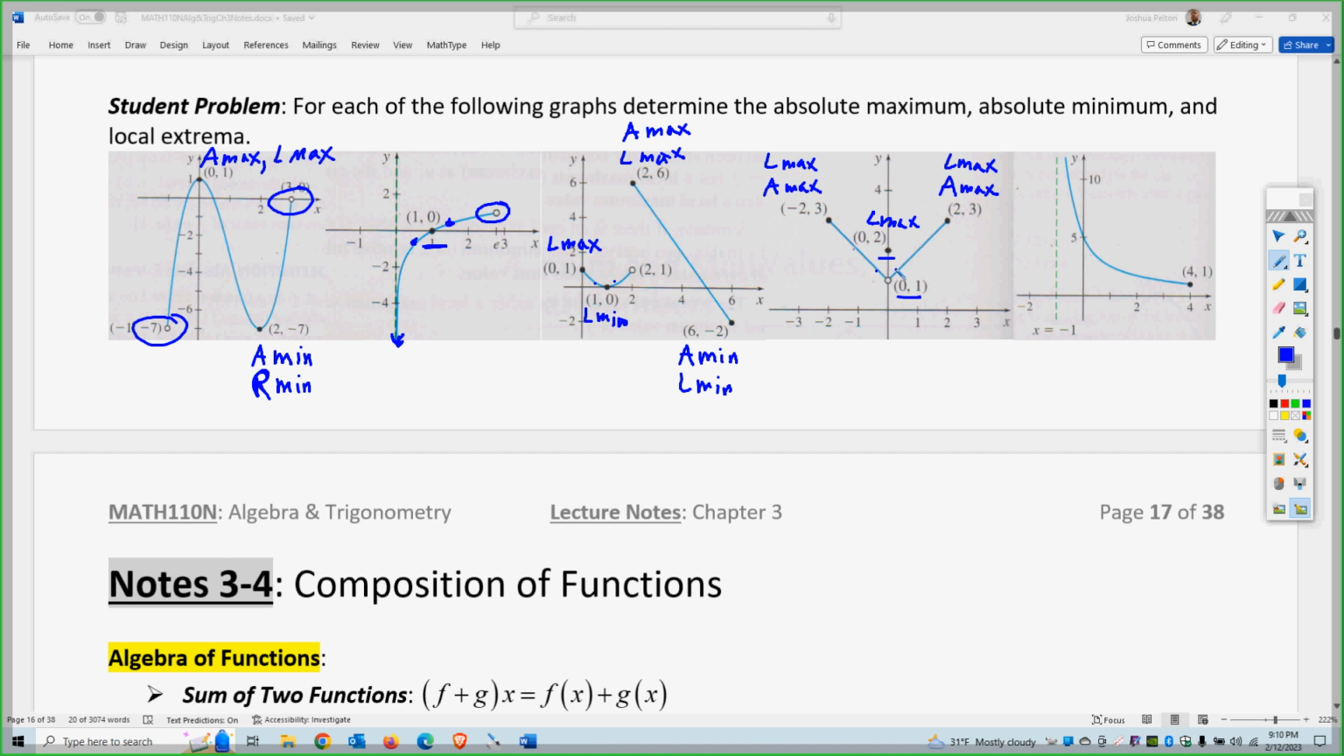Okay, so the last one, this is an absolute min. It's also a local minimum. And there is no absolute or local max because this goes up forever. It's just continually decreasing the whole way, so there are no absolutes. Okay, that's the end of part 2.